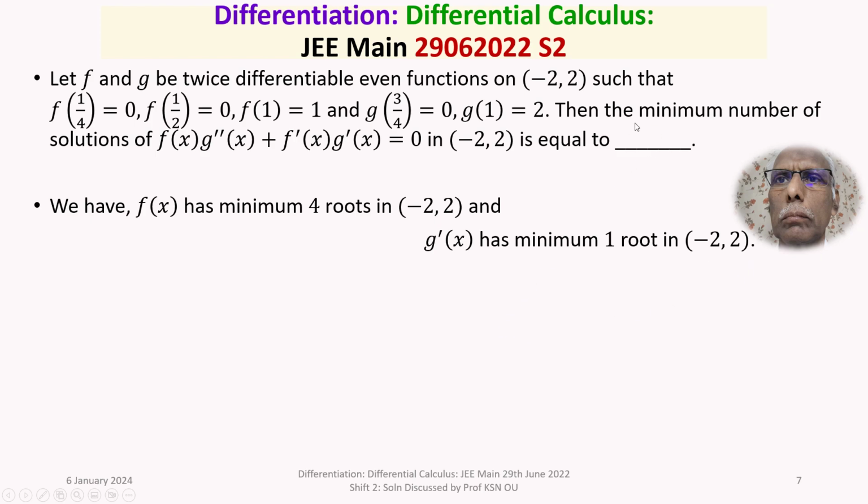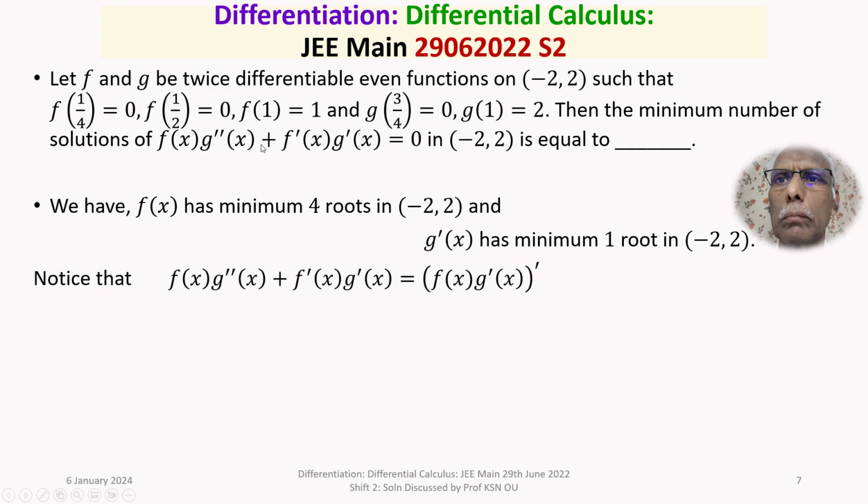And now we are required to find the minimum number of roots of this equation: f of x into g double prime x plus f prime x into g prime x is equal to 0 in the interval minus 2 to 2. So notice that f of x g double prime x plus f prime x g prime x is the derivative of f of x multiplied by g prime x. That is, f of x multiplied by g prime x, you differentiate once again, then you will get this one.